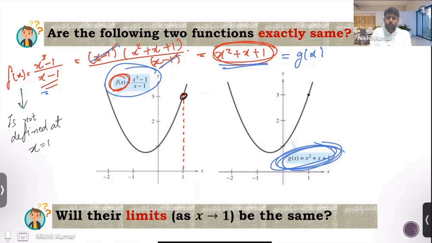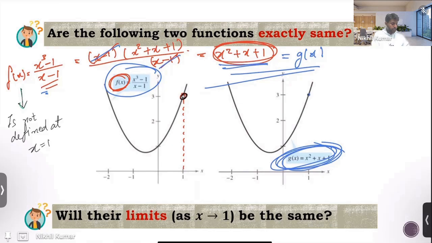But that's not entirely true. Why? Because two functions are said to be equal if their domains match and their ranges match, apart from algebraic equality. So, algebraically these come out to be the same, but g of x is defined for all the values of x.